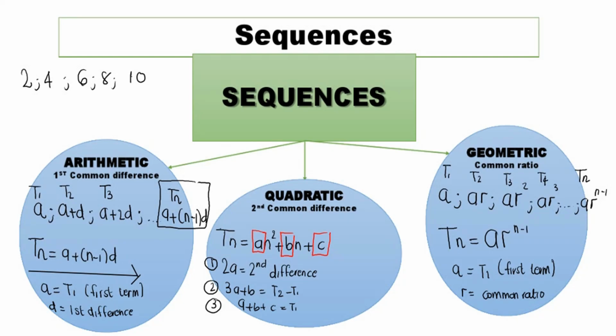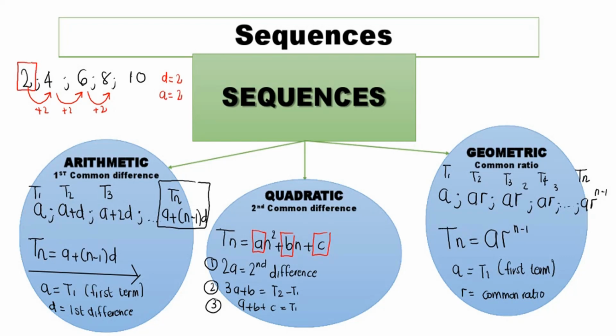For us to move from one term to the other, what do we do? We add 2 here. To go from 2 to 4, we need to add 2. To move from 4 to 6, we add 2. To move from 6 to 8, we add 2. Meaning that the first common difference, the D for this sequence, is 2. And the A for this sequence is the first term, which is 2, okay?